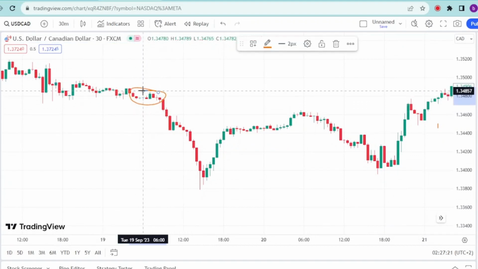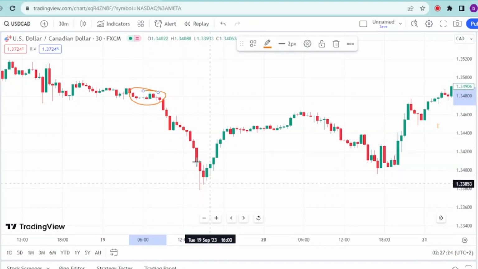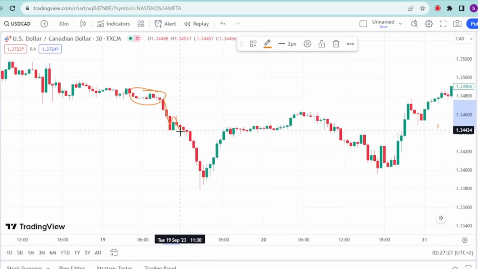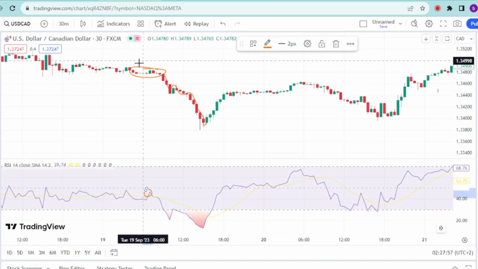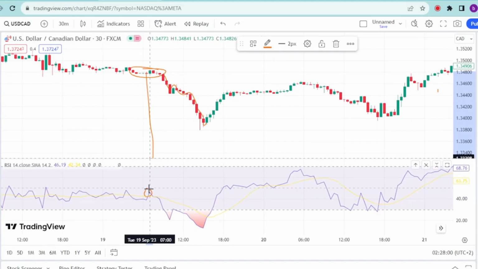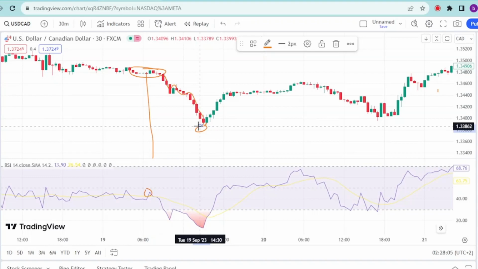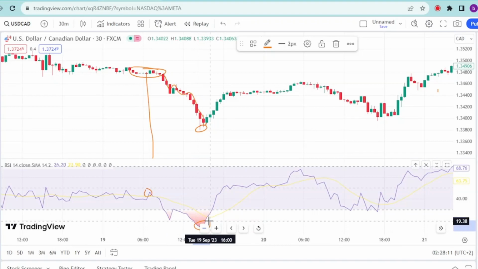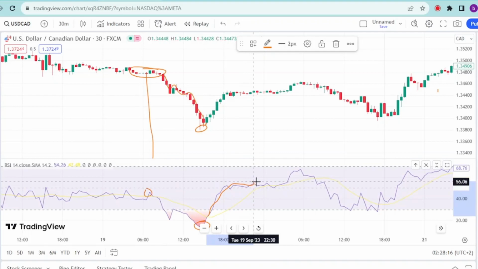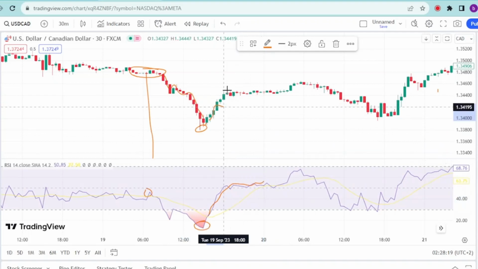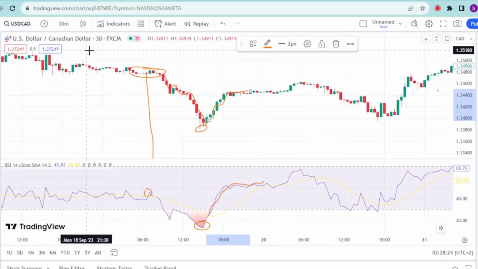And here, if you look at this, this was a supply zone right here. As you can see, it was a supply zone, and this here, as you can see, was oversold, and this is why we had to retrace and go to the upside, also taking into consideration that the dollar is mostly more in demand than the Canadian dollar.